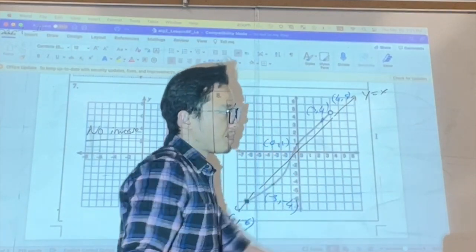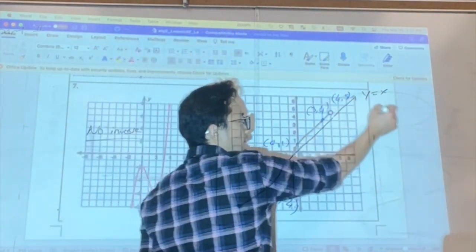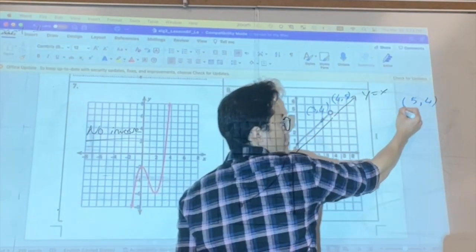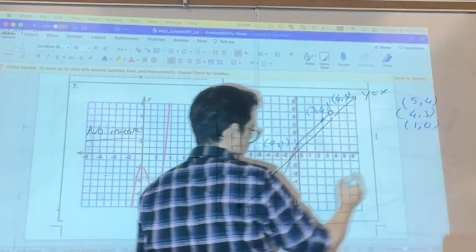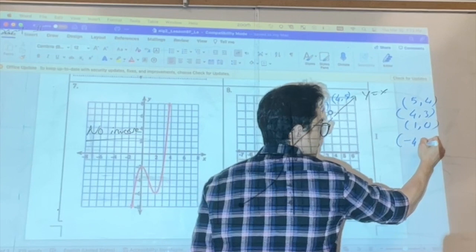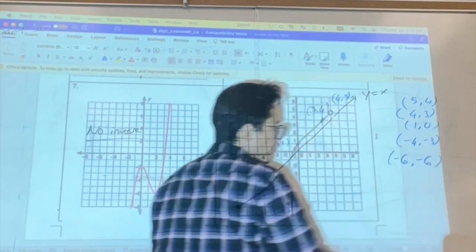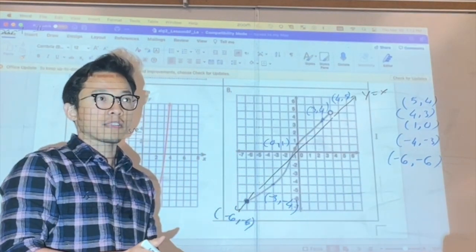Here, what you want to do? Switch x and y to y and x. 4 and 5. Can you switch it? 5, 4. 3, 4 becomes 4, 3. 0, 1 becomes 1, 0. -3, -4 becomes -4, -3. -6 and -6. You're going to plot these points and connect them. That's it. Then that is the inverse.